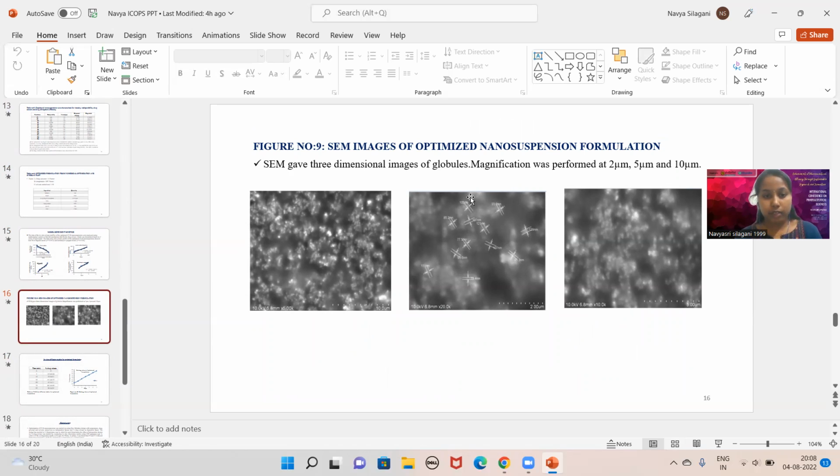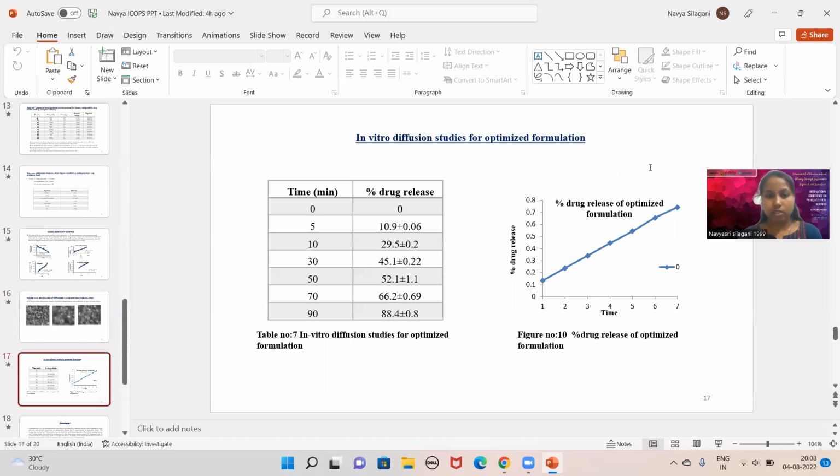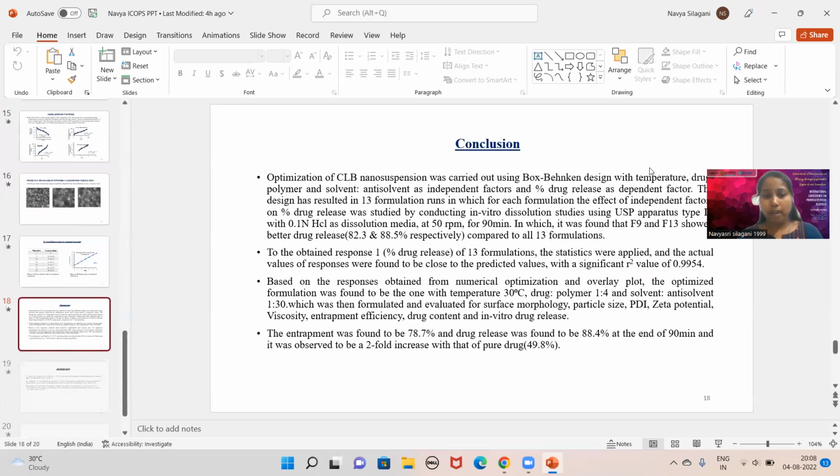And this was the surface morphology of the nanosuspension by scanning electron microscope. It was showing three-dimensional images of globules, which were magnified at 2 micrometer, 5 micrometer, and 10 micrometer. This was the in vitro diffusion studies of the optimized formulation.